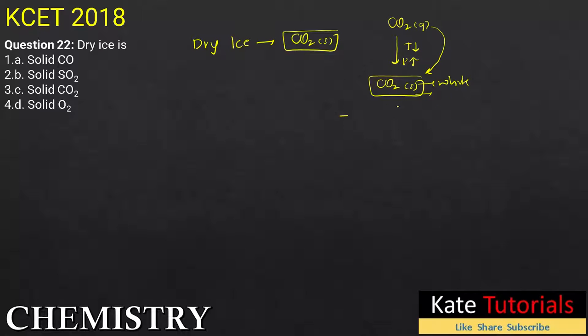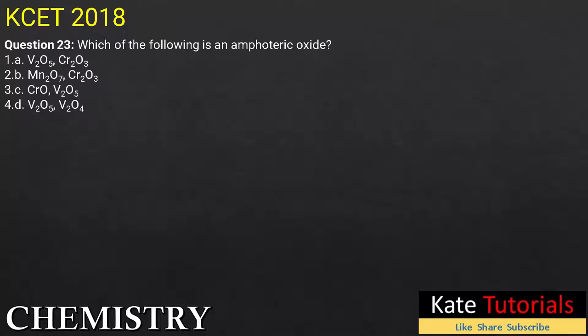This is used for cooling purposes. So dry ice is nothing but solid CO2, solid carbon dioxide. C is the correct option, right? So this is about 22.